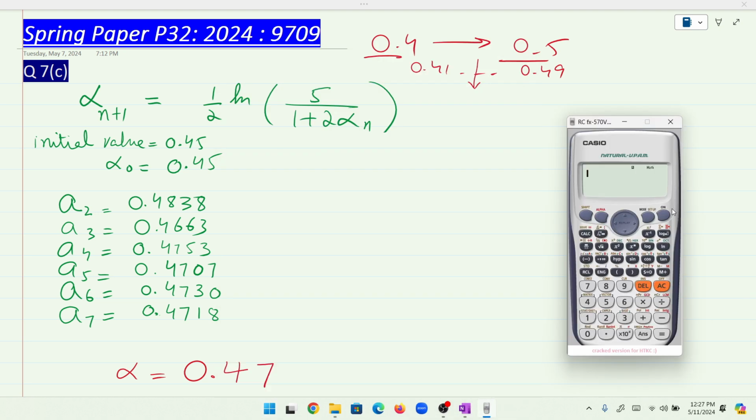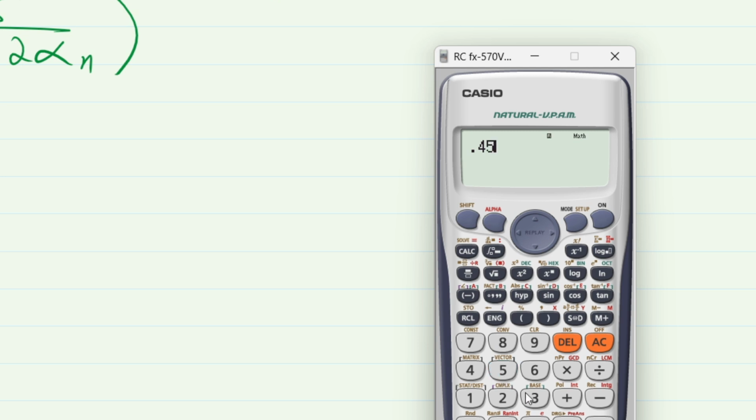Okay, now how are we going to do that with the help of a calculator? Let's see the steps in the calculator. First of all, we substitute the initial value, which I have just considered as 0.45, and press the equal sign. Now this value is stored in the answer space. So now we are going to use this value in the expression in the calculator: 0.5, which is 1 over 2, times natural log, then the fraction key, numerator is 5, down 1 plus 2 times... Now here is the interesting thing. For alpha, I will use the answer key, Ans, right arrow, bracket close.